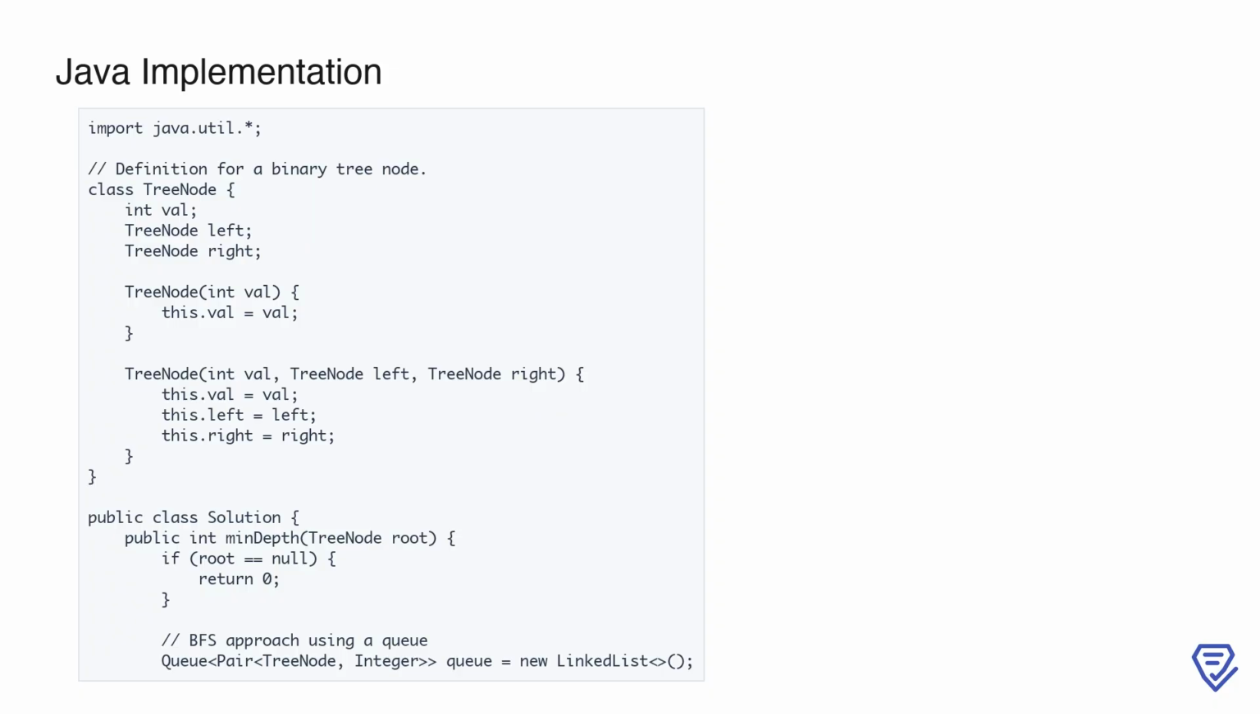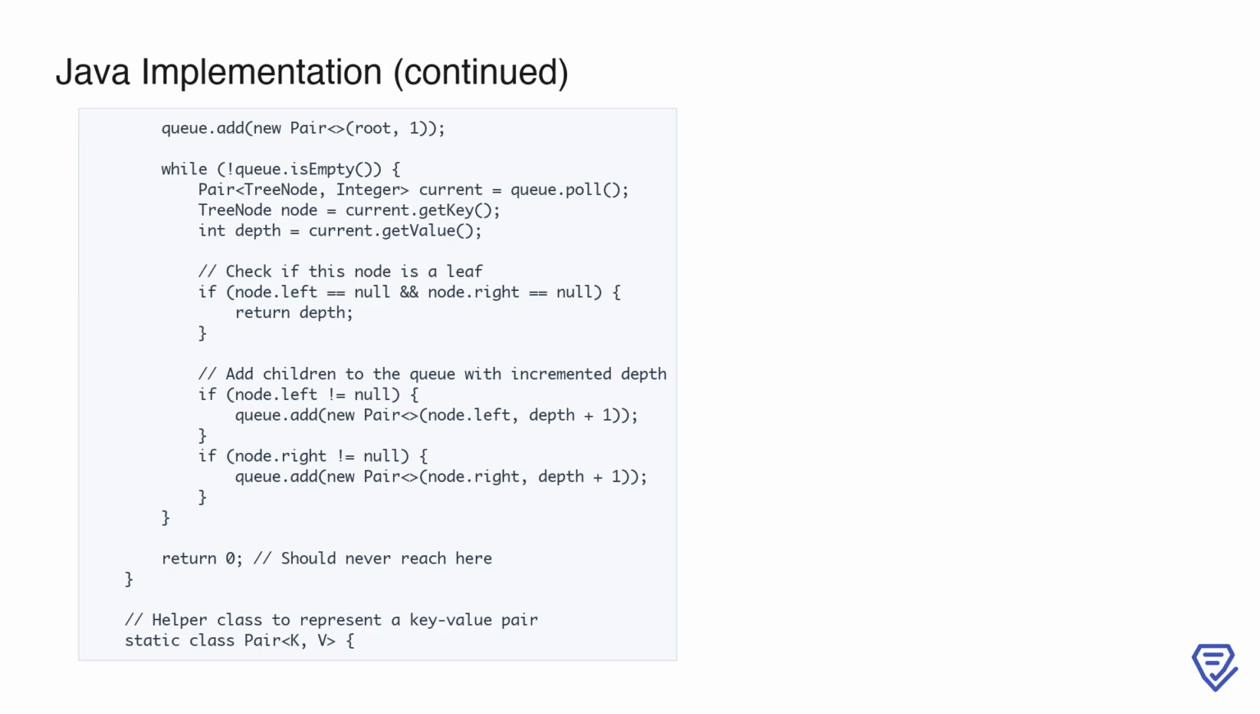Next, we define the solution class, which contains the method minDepth. This method calculates the minimum depth of the binary tree, starting with a base case. If the root node is null, meaning the tree is empty, we simply return 0. To solve this problem, we're using a breadth-first search approach, which is implemented using a queue. Here, we create a queue to hold pairs of nodes and their corresponding depths. We then add the root node to the queue, paired with an initial depth of 1.